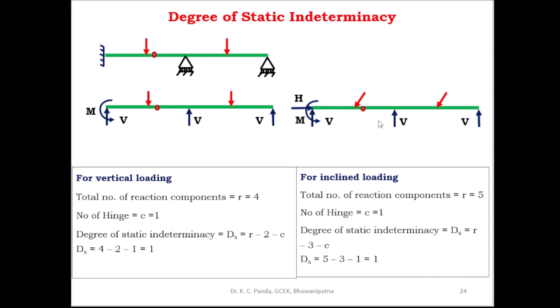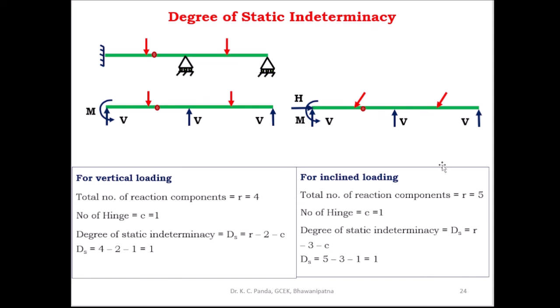Similarly, when the beam is subjected to inclined loading, at the fixed end there are 3 reaction components, one horizontal reaction, one vertical reaction and one moment, and at the roller support only a vertical reaction component. So the total number of reaction components in this case is equal to 5, and the number of hinges C is equal to 1, and the degree of static indeterminacy ds is equal to r minus 3 minus C. That is 5 minus 3 minus 1 is equal to 1. So the degree of static indeterminacy of this type of beam is equal to 1.